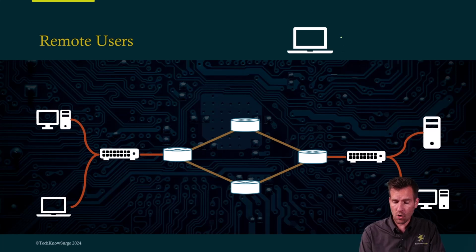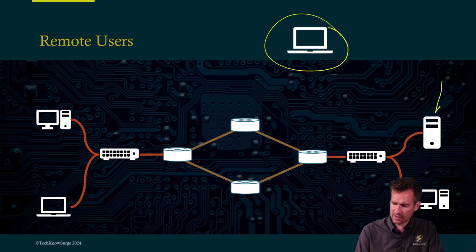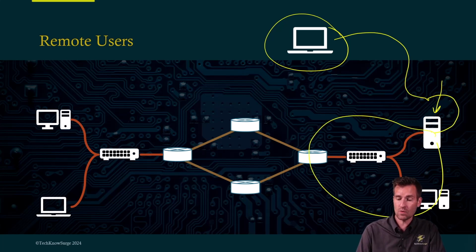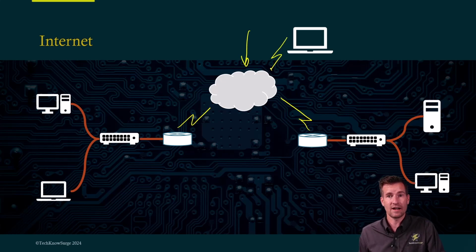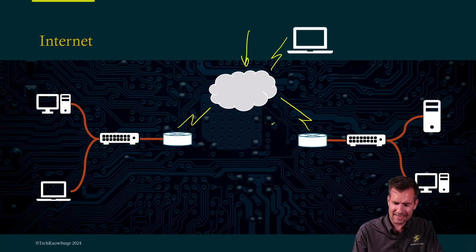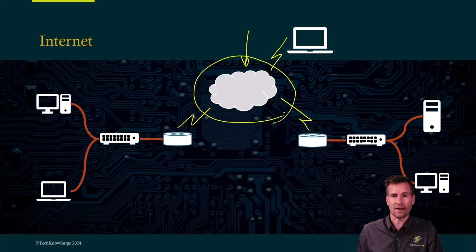To support remote users, what you'd have is a server with a bank of modems on it. And these users would call into one of the modems and connect to the server to gain access to the network. Over time, the internet became more and more popular. Companies were connecting their businesses to the internet. Same thing with home users were connecting more and more to the internet as well. So now we have this connectivity through the internet that we can get to so many more machines. But the problem is now security.